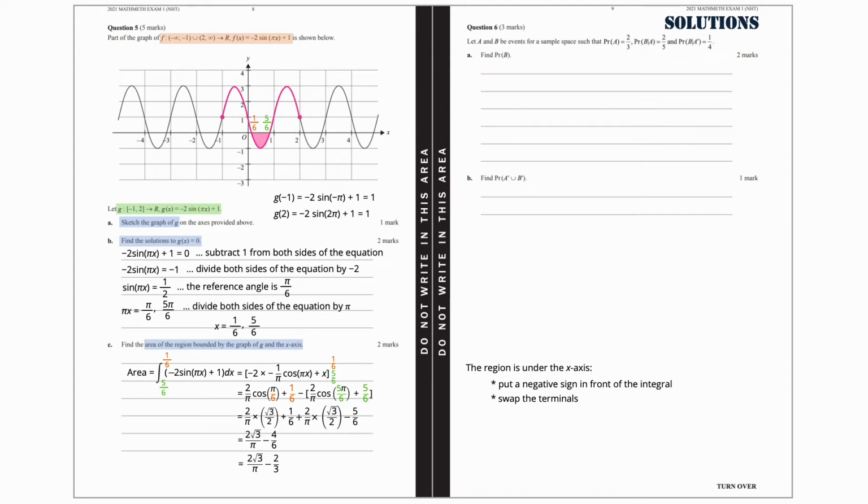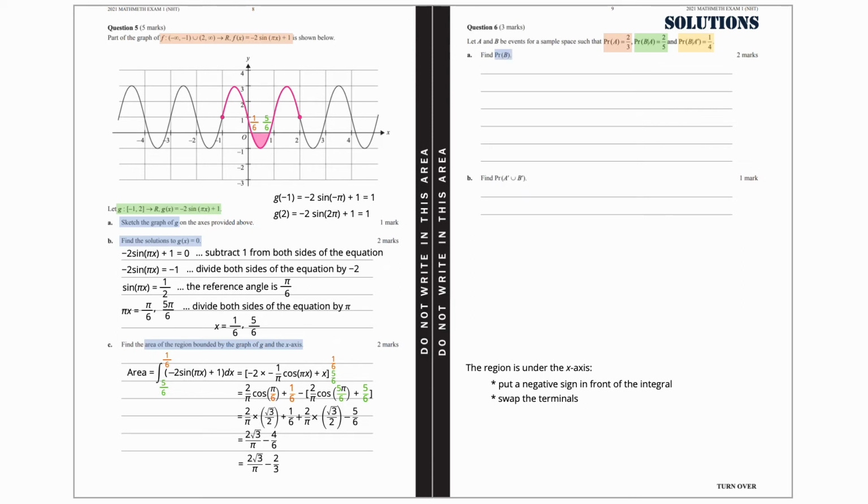Question 6. Let A and B be events for a sample space such that probability of A equals 2 on 3, probability of B given A is 2 on 5, and probability of B given A dash equals 1 on 4. Part A. Find the probability of B.